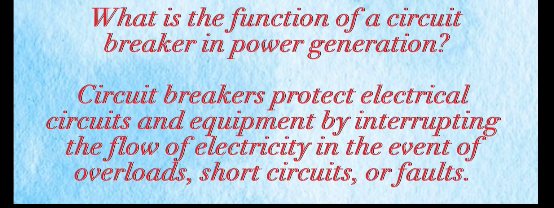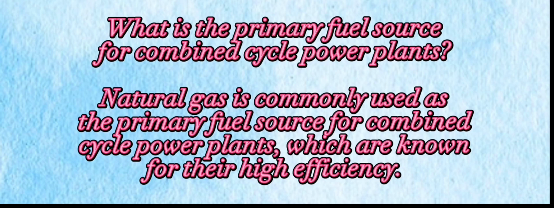What is the function of a circuit breaker in power generation? Circuit breakers protect electrical circuits and equipment by interrupting the flow of electricity in the event of overloads, short circuits, or faults. What is the primary fuel source for combined cycle power plants? Natural gas is commonly used as the primary fuel source for combined cycle power plants, which are known for their high efficiency.